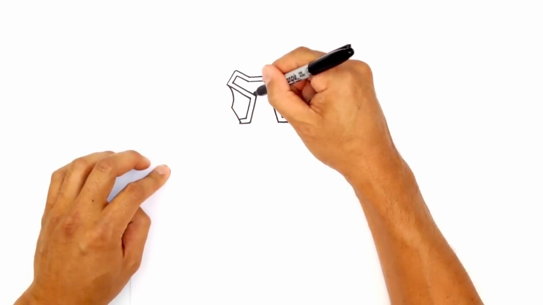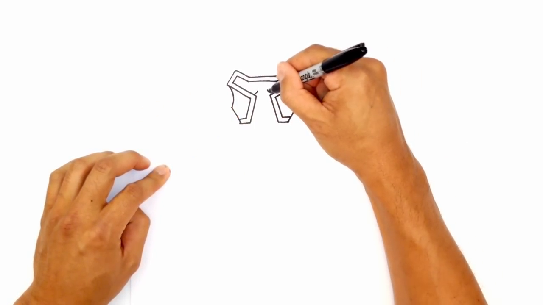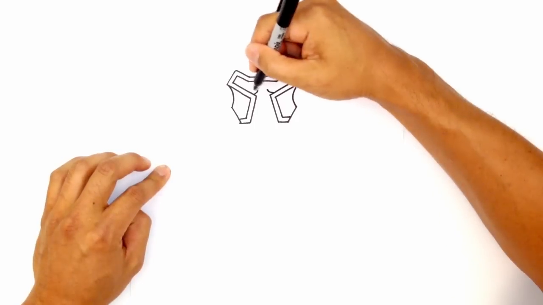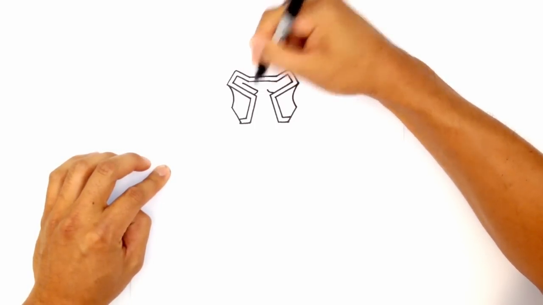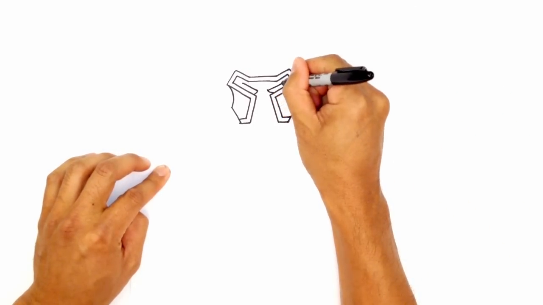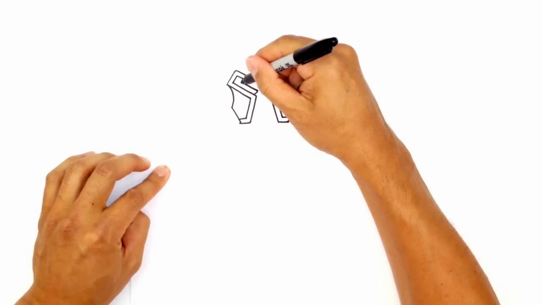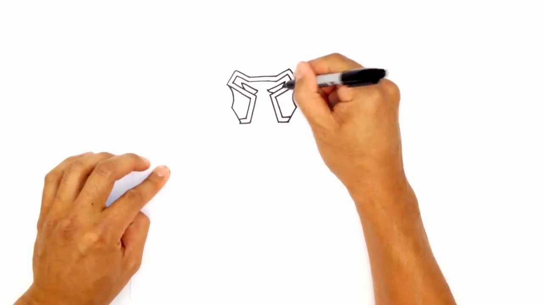From here, let's draw in some eyes. So on the inside edge of the eyes, I'm just going to draw two curves going up, and then I'm going to draw an angled line going to the outside edge of the eye, and then we're going to curve these back in. Just like that.